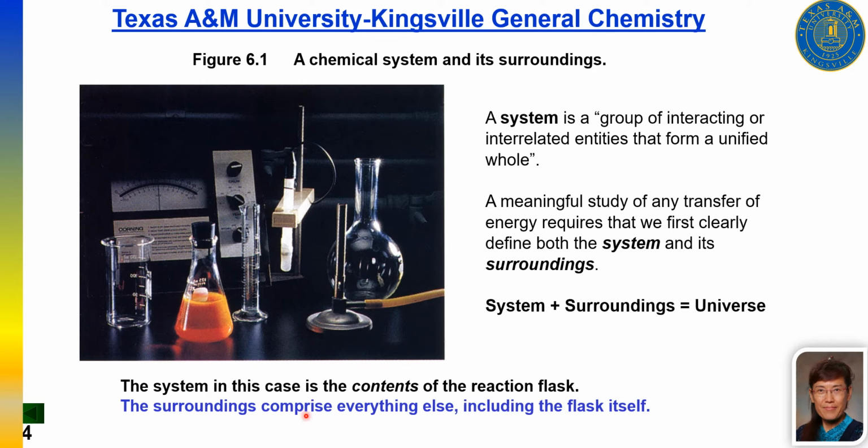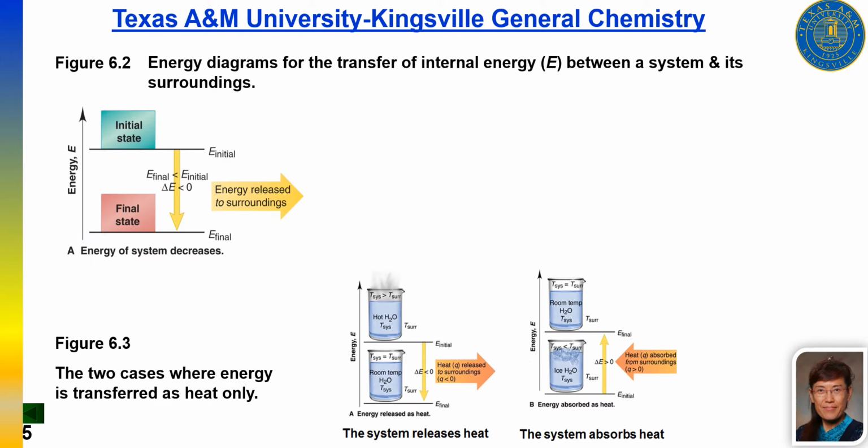The surrounding comprises everything else, including this beaker, this volumetric flask, and the pH meters, and Bunsen burner, etc. Again, the system in this case is the contents of the reaction flask, anything inside of this flask. So the system and your surrounding together compose your universe. And then let's see some examples.